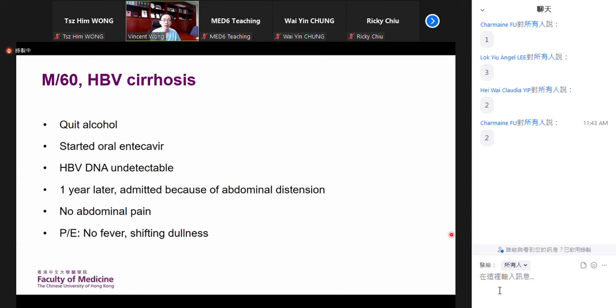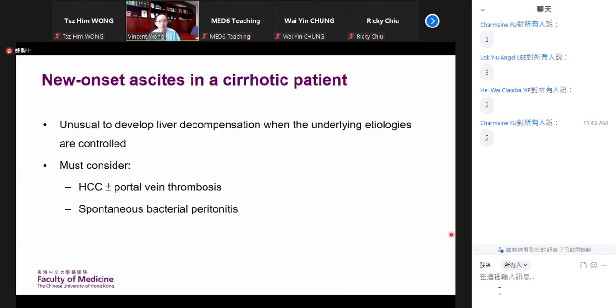On examination, there was shifting dullness suggestive of ascites. Now, this is new onset ascites. Do not say that if a patient has new onset of ascites, it is just cirrhosis and therefore nothing needs to be done. It is actually unusual to develop liver decompensation when the underlying etiologies are well controlled. And therefore, there are two important complications you must exclude for the first episode of ascites. First, the development of HCC plus or minus portal vein thrombosis. And secondly, spontaneous bacterial peritonitis.